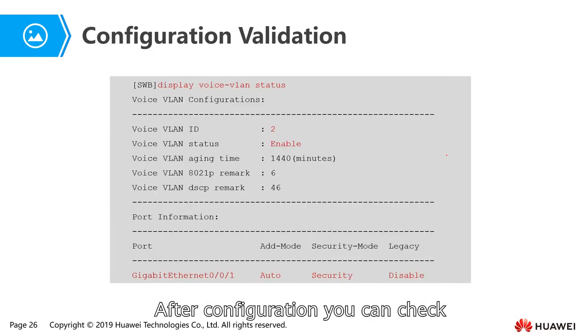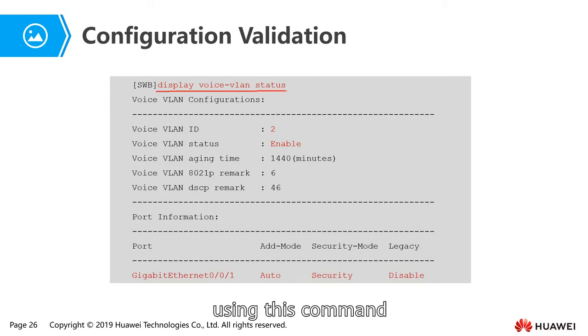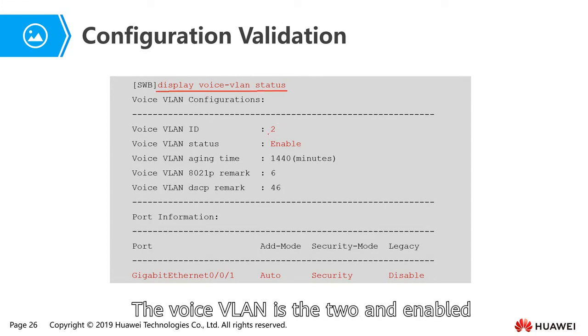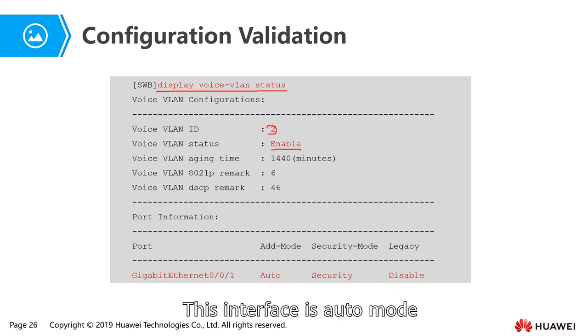After configuration, you can check using this command, and we can see the voice VLAN is 2 and enabled. This interface is in auto mode to be put into the voice VLAN.